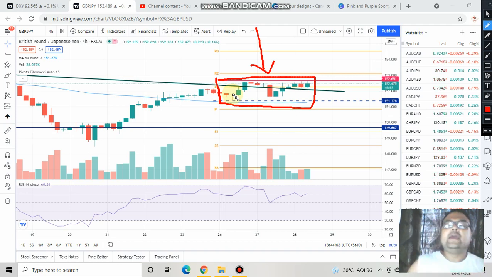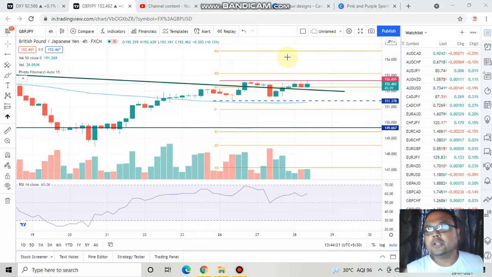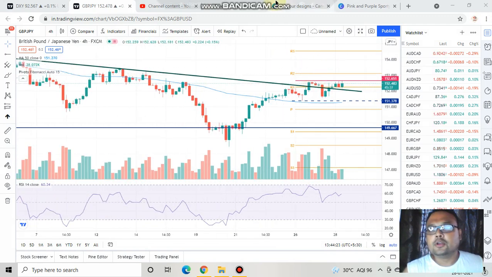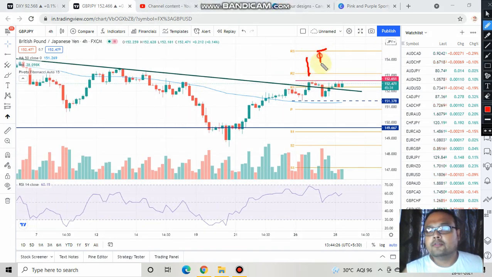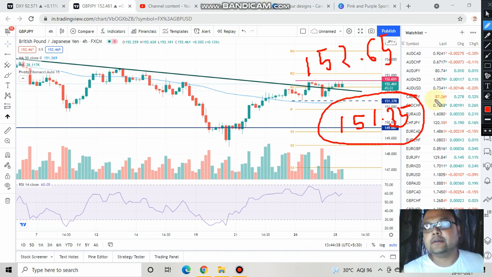Maybe we have a strong support level, but if we just concentrate or focus on this particular level of the chart, the present condition, then we do not get any clear idea whether the market will go up or down, because the market is flat here. You can easily see that the market is flat here. Therefore, what you need to do is just draw lines here: 152.65 on the upside and 151.35 on the downside. And just wait for the market to give you a proper signal here.